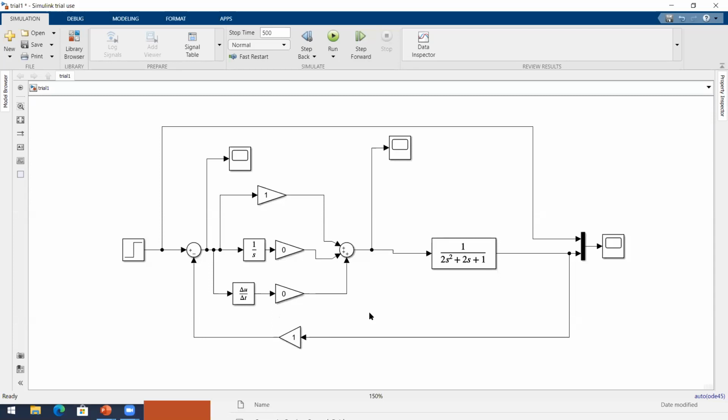Now we need to develop this. So how do you get this plant? How do you get this thing, 1 divided by 2s square plus 2s plus 1? We had that formula, right, sir? The transfer function formula.